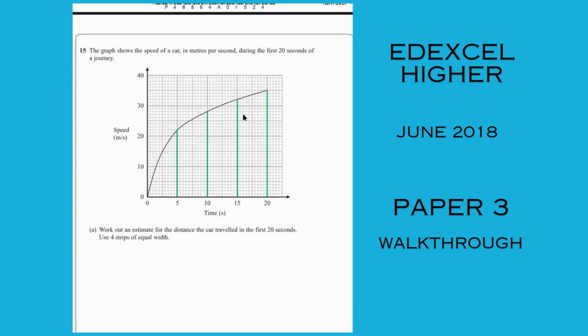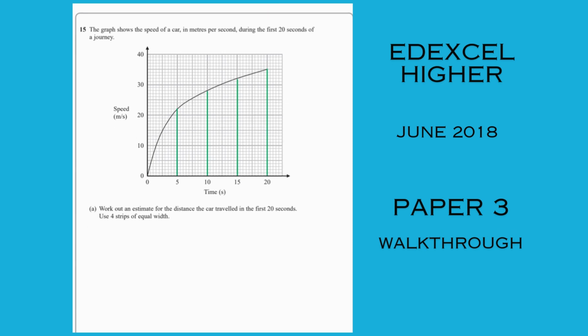Number 15. So you've got the J. I've already split it into strips to save us time. So work out an estimate for the distance. Distance is area under a curve. So you just crack on.